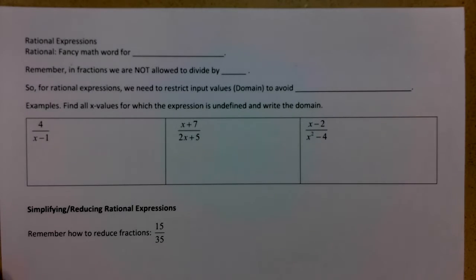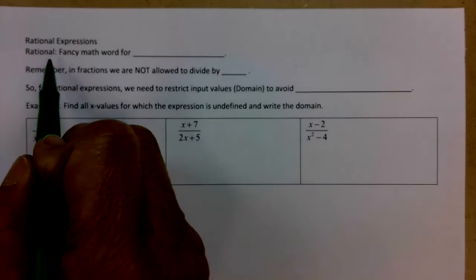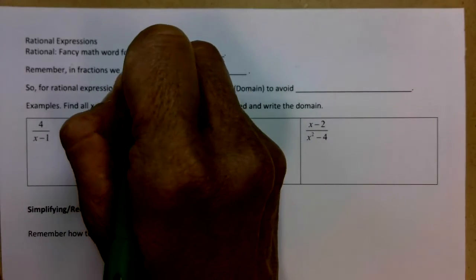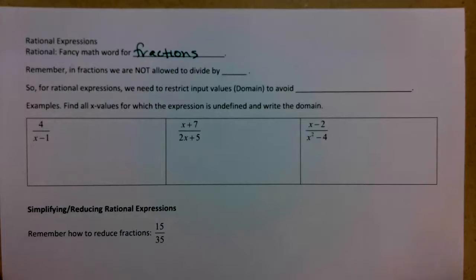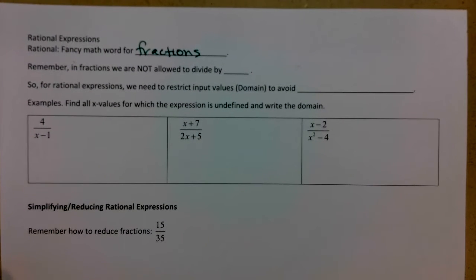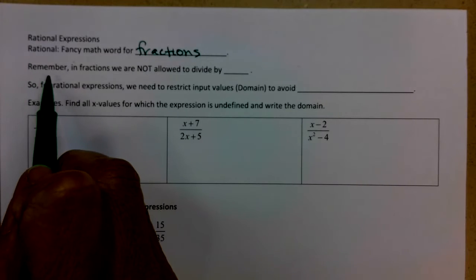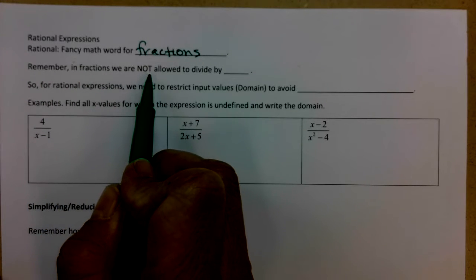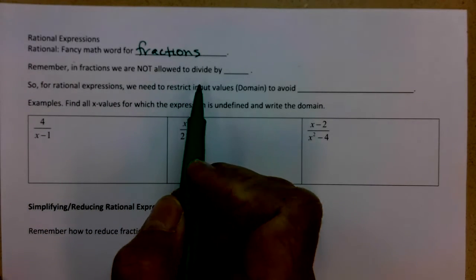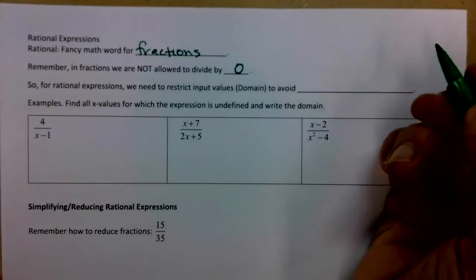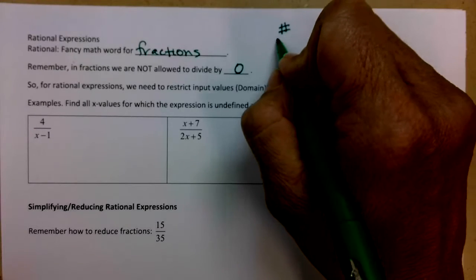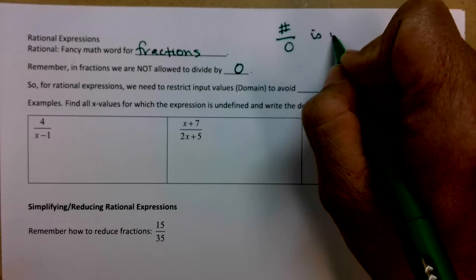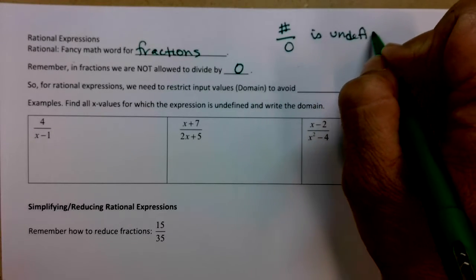So rational expressions. Rational, this is just a fancy math word for everybody's favorite thing, fractions. So we're going to learn how to deal with fractions that have letters in them. So remember, in fractions, we are not allowed to divide by 0, right? If we divide by 0, so some number over 0, we say that is undefined.